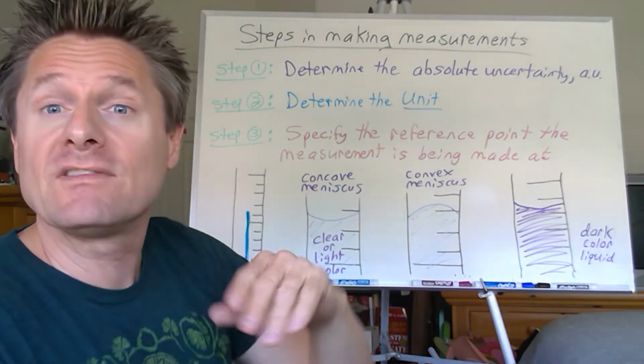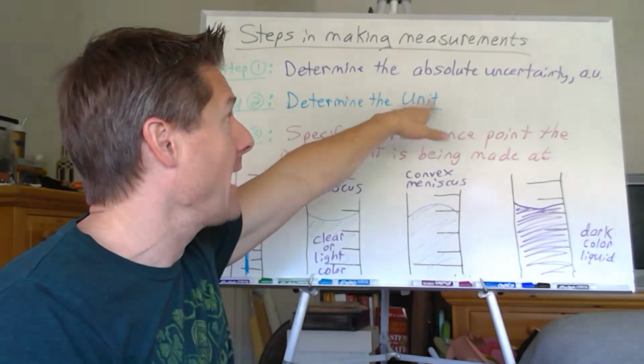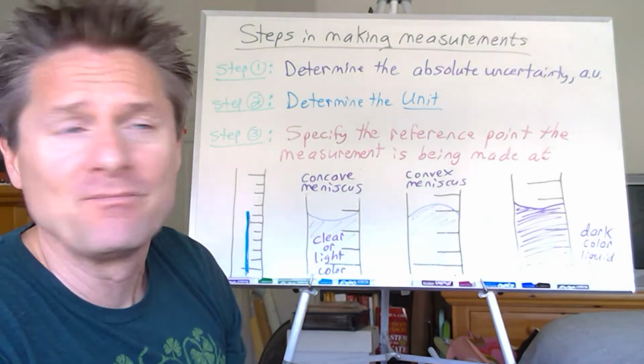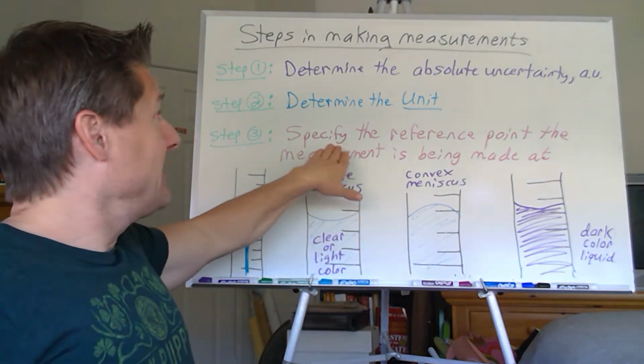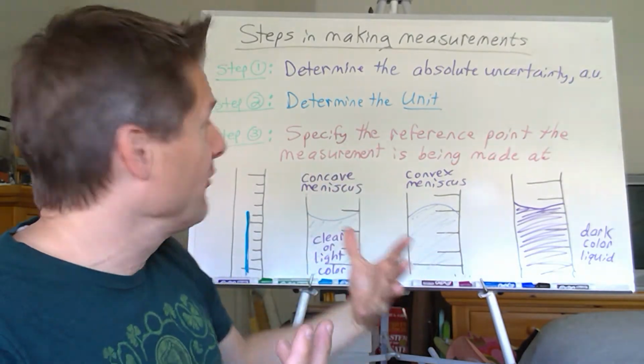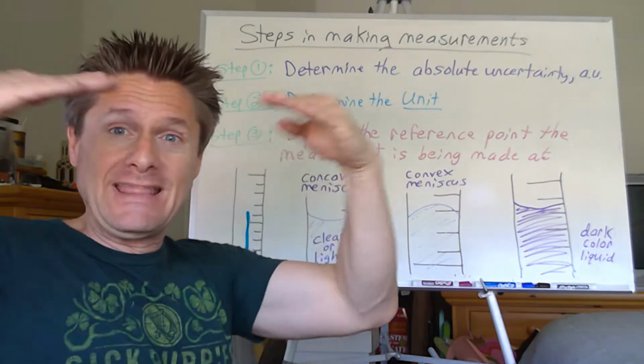And then second, what's the unit? Or you can do the unit first and then the absolute uncertainty. But do those before you even attempt to make the measurement. It's critical. And then step 3, we want to know where we're reading our measurement to. I call that the reference point. Determine the reference point we're making that measurement to.